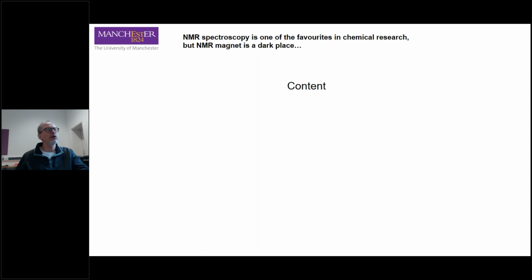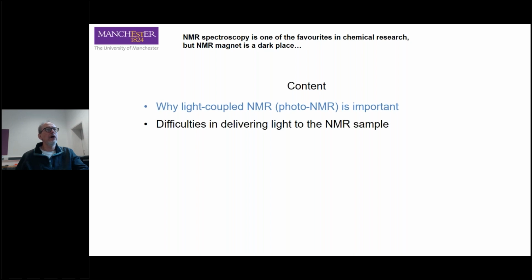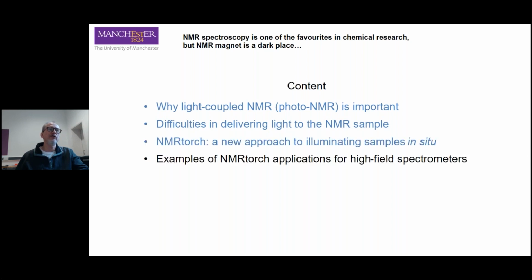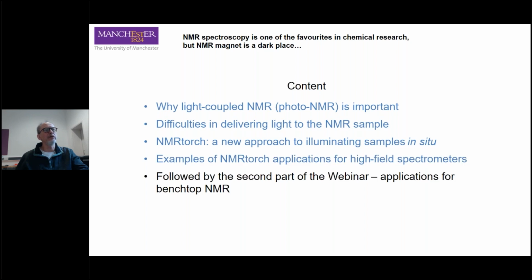Today I will briefly talk about why light-coupled NMR is important, outline some difficulties in delivering light to NMR samples, introduce our new NMR torch design, and show a few examples of NMR torch applications that were recorded on a 500 MHz spectrometer. This will be followed by the second part of the presentation, where James will show some applications of NMR torch for benchtop spectrometer.